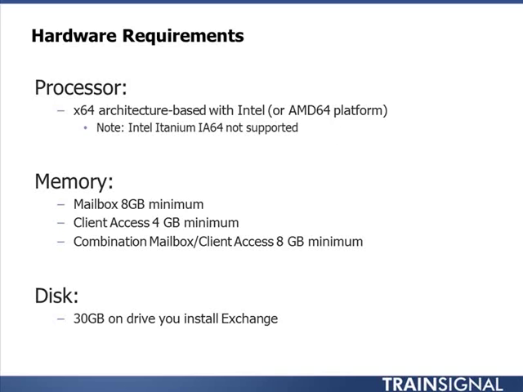As far as memory is concerned, if you're installing the mailbox server role, you need 8 GB as a minimum. If you're installing just the client access server role, you need 4 GB as a minimum. And then if you're combining the two, a mailbox server role and client access server role together on the same system, you need 8 GB of memory as a minimum. Now, as far as the disk, you'll need 30 GB on the drive that you install Exchange.